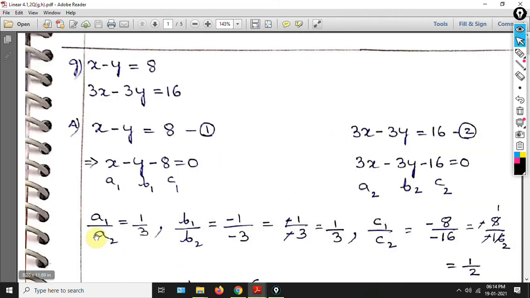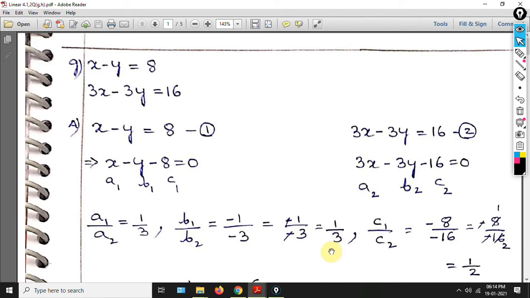So first of all, we will find a1 by a2. How much is a1 here? 1. So we write 1 by a2, which is 3. So 1 by 3 we get. Next, b1 by b2. How much is b1 here? Minus 1. So we write minus 1 divided by b2, which is minus 3. Minus 1 divided by minus 3, the minus signs cancel, and I will get 1 by 3. So here a1 by a2 equal to b1 by b2 I am getting. Both values are the same, 1 by 3 here and 1 by 3 here.